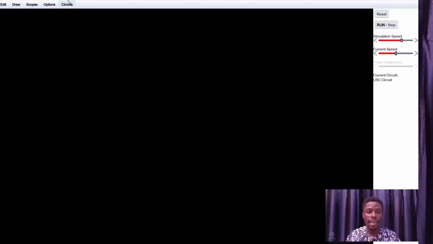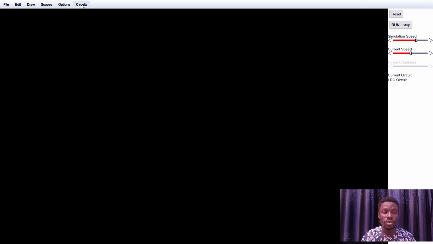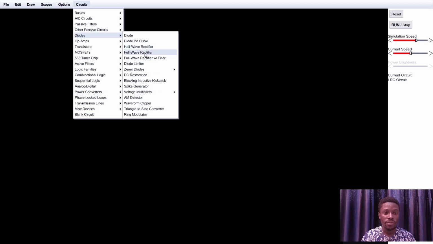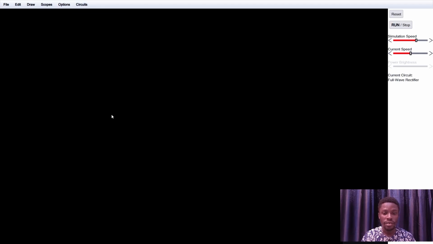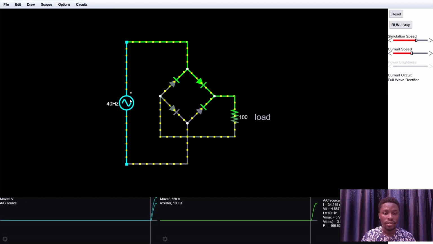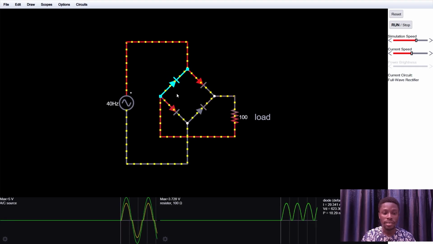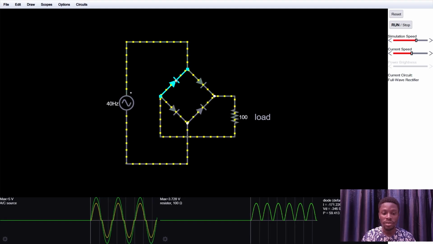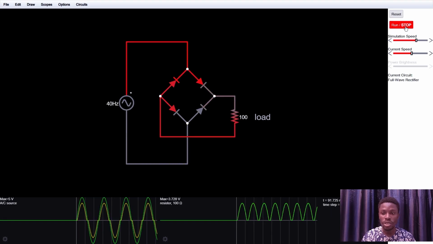So here I have my simulation circuit. I will just go to a pre-drawn circuit. Let's see, full wave rectifier. So I have that here. This is a circuit of a full wave rectifier. You see it contains 4 diodes. Let me stop this simulation.